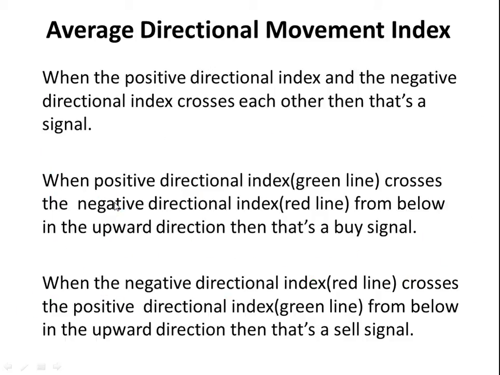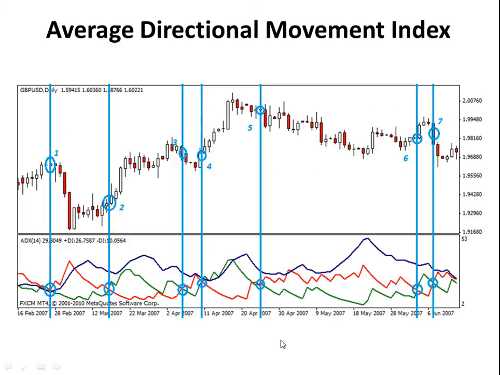Similarly, when the negative directional index, which is the red line, crosses the positive directional index, which is the green line, from below in the upward direction, then that's a sell signal. See, at this point, the negative directional index, which is the red line, crossed the positive directional index, which is the green line, from below in the upward direction. So this is a sell signal.